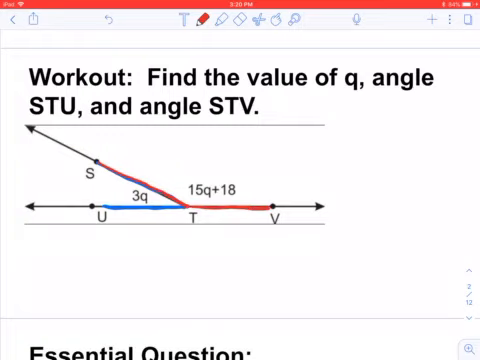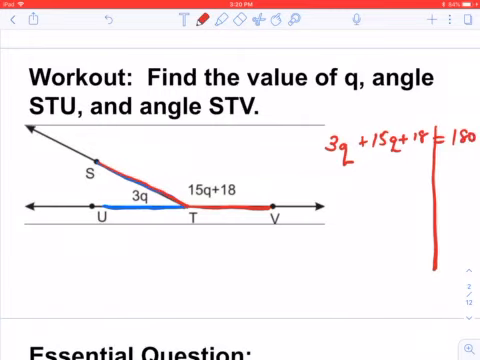Okay, so if you said supplementary, you are right. And supplementary angles add up to 180. This is why I wanted you to practice writing equations like that, so that when you get to something more complex like this, you know that you're just going to add up those two angle measurements and set them equal to 180. So the first angle measurement is 3Q. The second one is 15Q plus 18. And they are going to equal 180. Boom. Just like that, you have your equation. Go ahead and solve it.